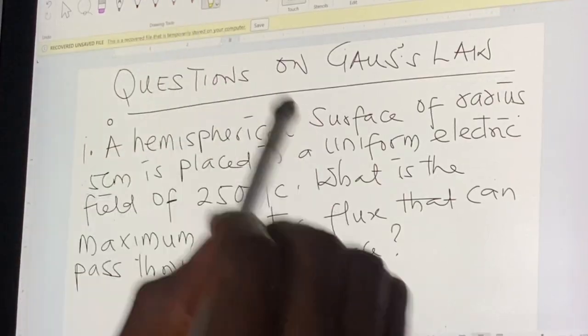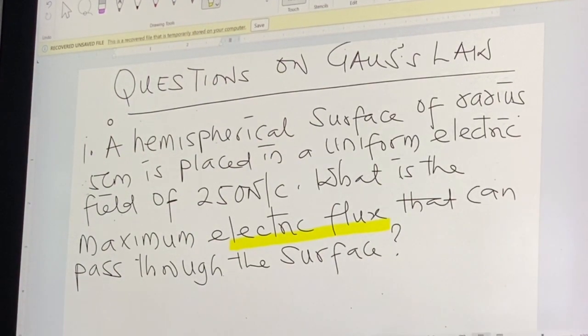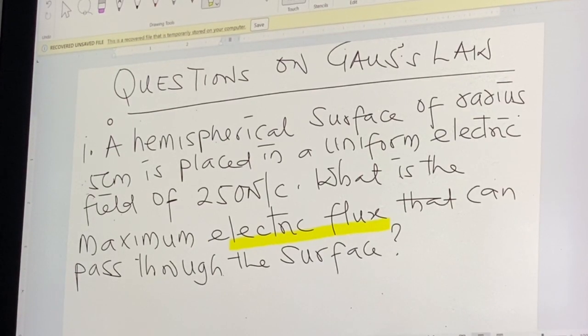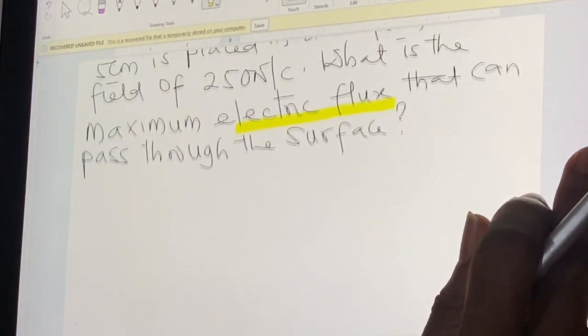Whenever we are asked to find electric flux, the law to apply to calculate electric flux is Gauss' law. Please take note of that, okay? Now, calculating electric flux when electric field is given, we use this particular formula here. Solution first.